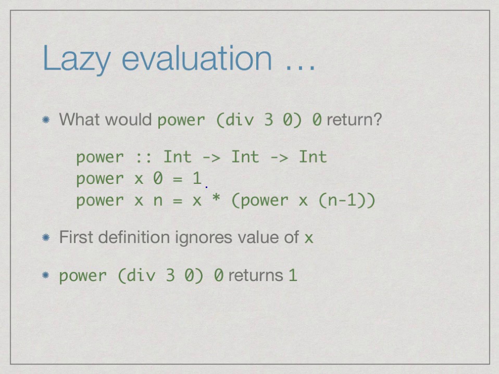So if we come back to the question about what happens to power when we give it a nonsensical argument in the first position but 0 in the second position. So Haskell's strategy would be to first look for a matching definition for power. So it finds a matching definition of power. This matching definition does not require me to evaluate x, so it ignores x. So this would actually give me 1.